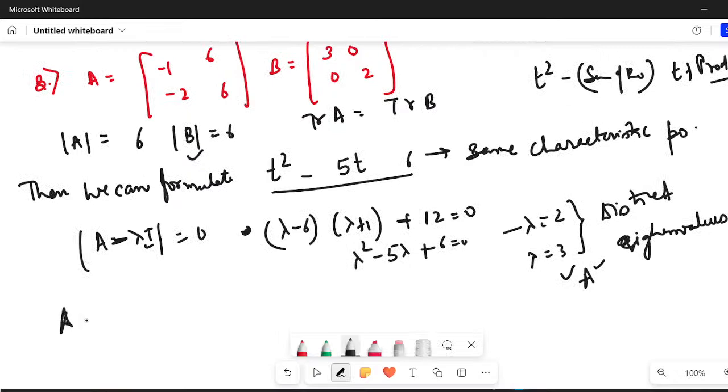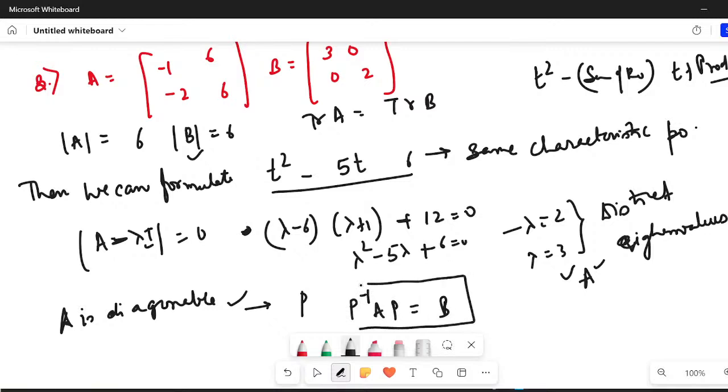Indeed, A is diagonalizable. And if A is diagonalizable, then there indeed exists a P such that P inverse AP would be equal to B. So clearly A and B are similar. Is that clear?